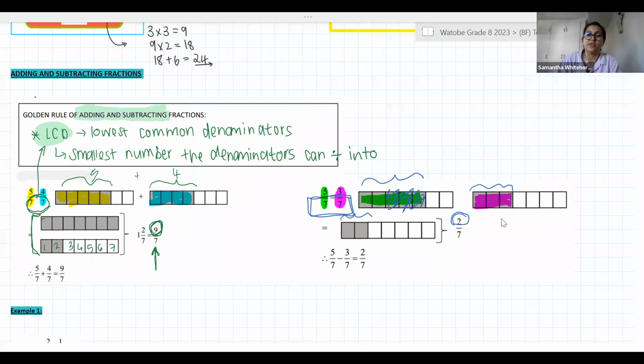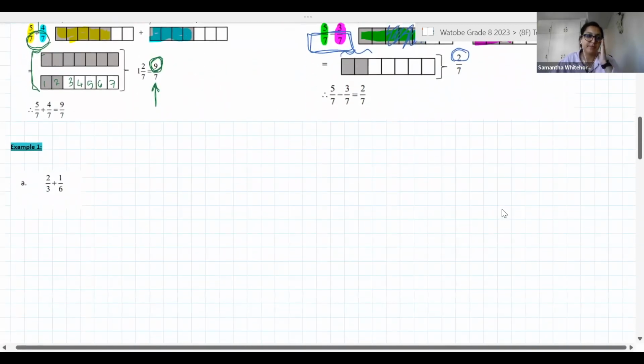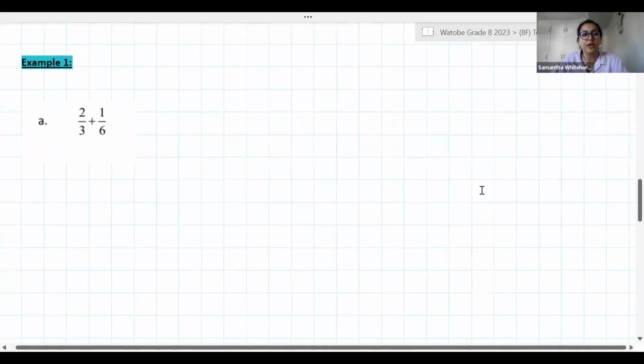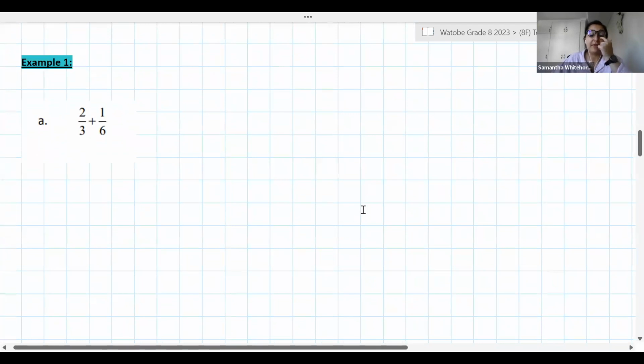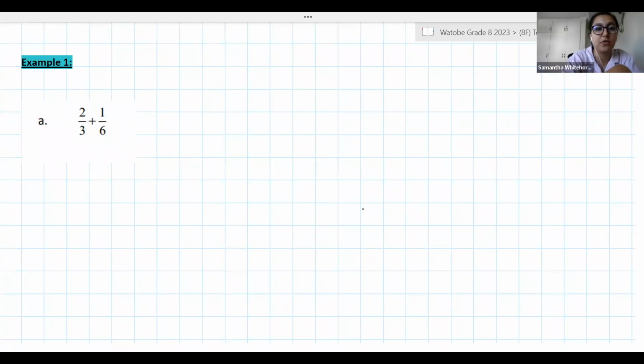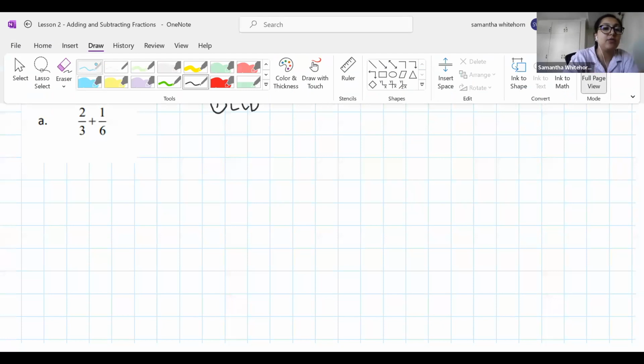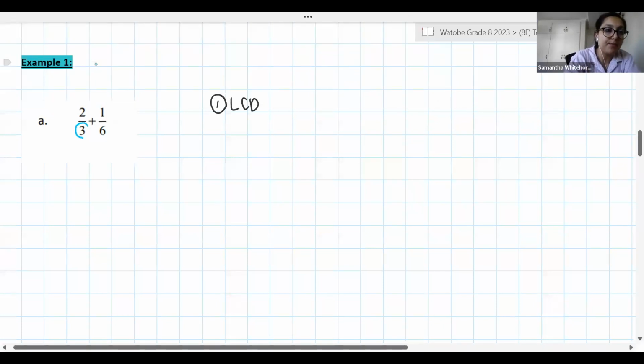Alrighty, guys. So let's have a look at some examples. Our first example is 2/3 plus 1/6. The very first thing I do is find my LCD. Now remember, your LCD is the smallest number all your denominators can divide into. So first things first, I look at what my denominators are. My denominators here, and remember denominators are the bottom number, are 3 and 6.